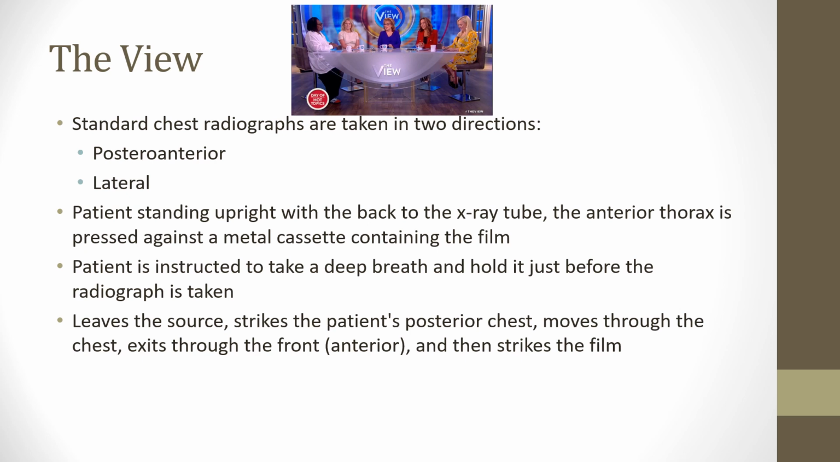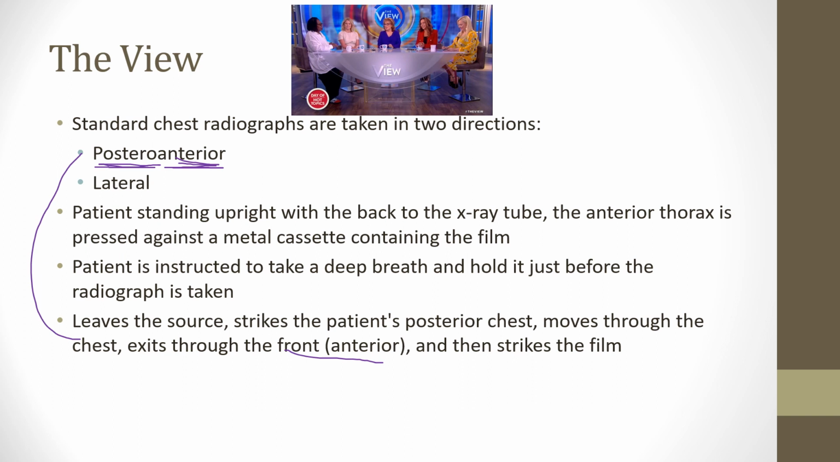Once it leaves the source, it'll strike the patient's backside of their chest, move through their chest, and exit through the front side. So this is what they call the PA, right? A posterior anterior. It starts in the posterior part of their chest, right? And then it exits the front part of their chest. So the first word in the orientation is where the x-rays hit first. The second word is where the x-rays exit. So it enters in the posterior part of the chest and it exits in the anterior part. So that is a PA film.